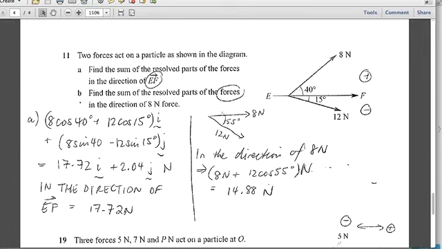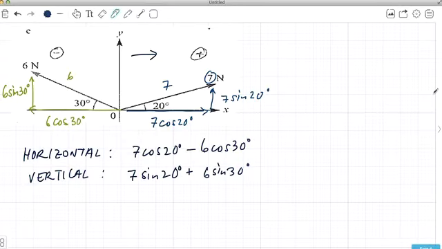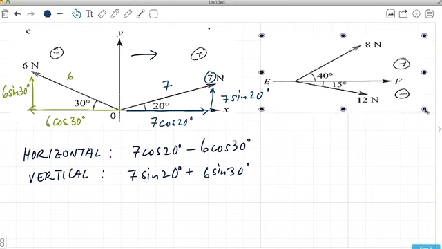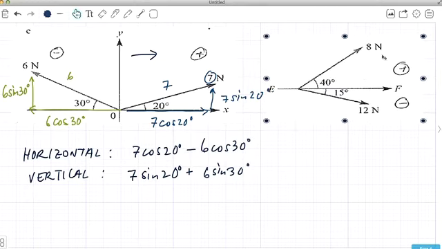For part B, this is where it's a little bit tricky, and I'm actually going to draw this one. Part B says find the sum of the resolved parts of the forces in the direction of the 8 Newton force. You can see that's the 8 Newton force up this way. Now, if you're trying to find a sum of forces in a direction, can you see in the first part of the question, you're asked to find them in the E to F direction, and that's horizontal. It's always better if you're looking for things in a direction to make that horizontal, okay?